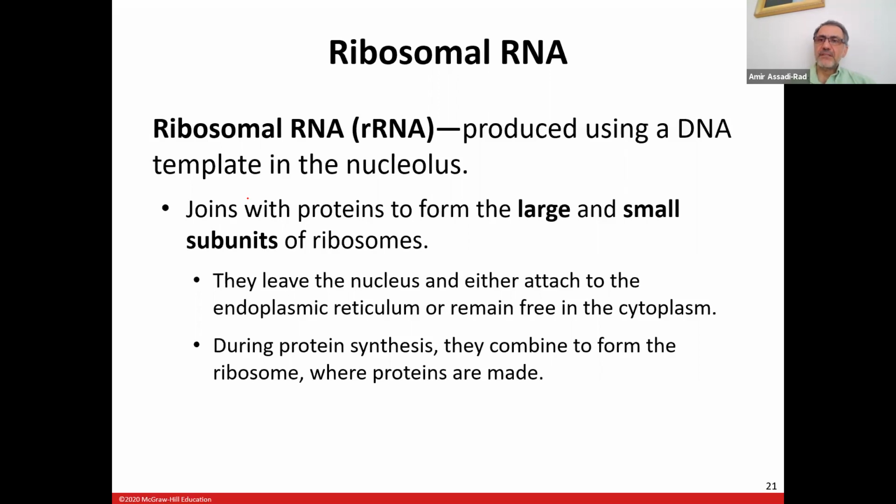rRNA, the function of it is still fuzzy, but it monitors the whole thing. It's an RNA molecule that is synthesized in the nucleolus and goes into the ribosomes. In the ribosome, they monitor the whole thing. Ribosome is made up of large and small subunits, protein molecules. You have the large subunit and the small subunit like this, and that's what ribosome is. They leave the nucleus and then attach to the endoplasmic reticulum or sit in the cytoplasm. During protein synthesis, they combine in the ribosome.